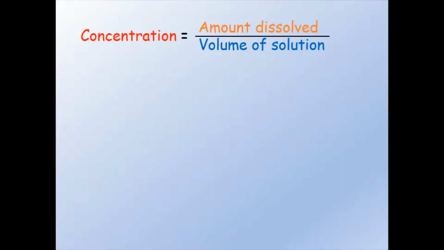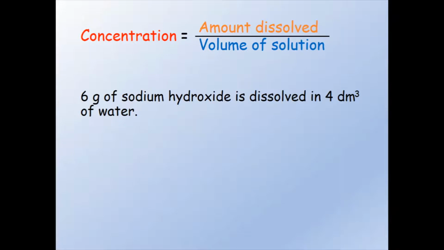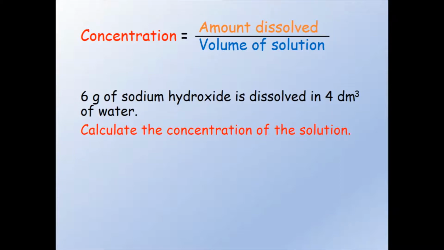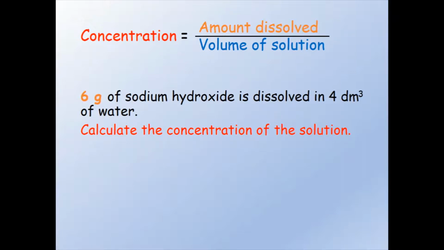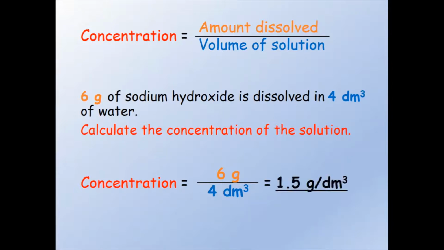So now let us look at an example question. 6 grams of sodium hydroxide is dissolved in 4 decimeters cubed of water. Calculate the concentration of the solution. The amount here is given as 6 grams, and the volume of the solution is 4 decimeters cubed. So now all we have to do is to plug those numbers into our equation. So we get concentration equals 6 grams divided by 4 decimeters cubed, and this gives us a concentration of 1.5 gram per decimeter cubed.